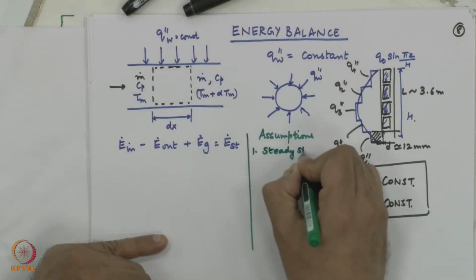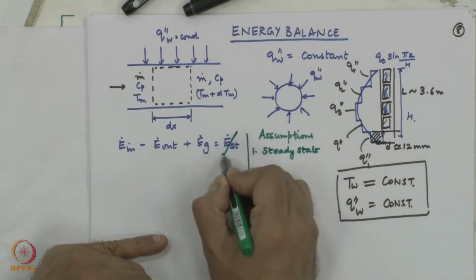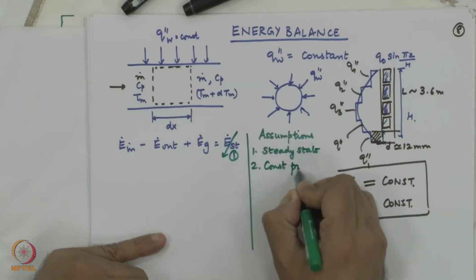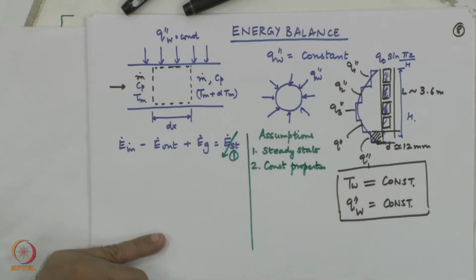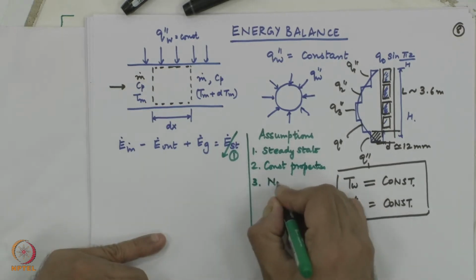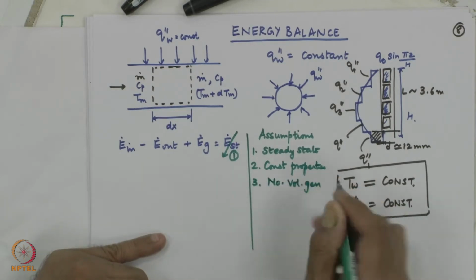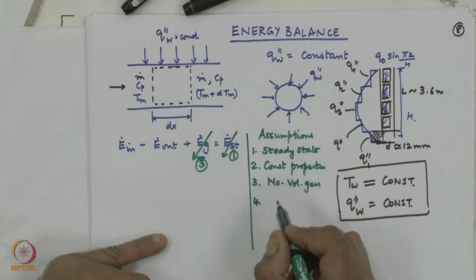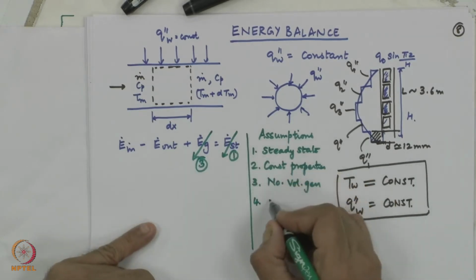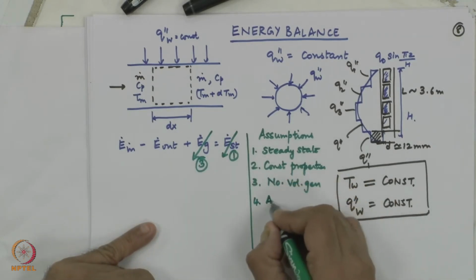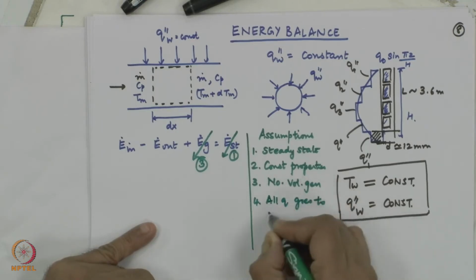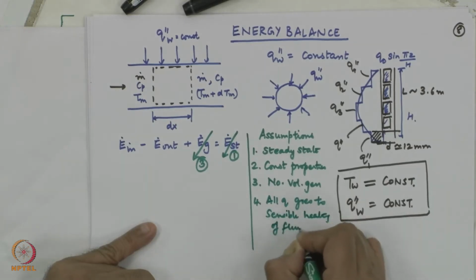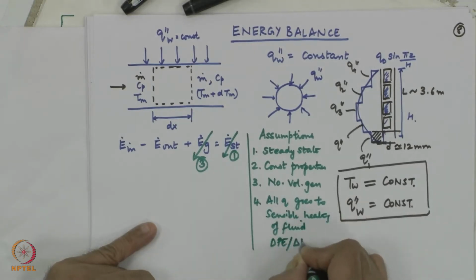Steady flow, steady state, that means, based on the first assumption, this term goes to 0. Constant properties, Newtonian fluid, we will use this later. No volumetric heat generation, that means no heat is being generated in the control volume, so this goes to 0. All the heat that has been supplied goes into the sensible heating of the fluid. That means no changes in kinetic and potential energy.